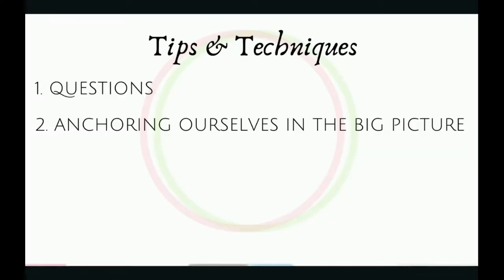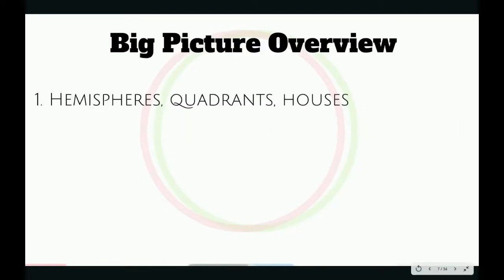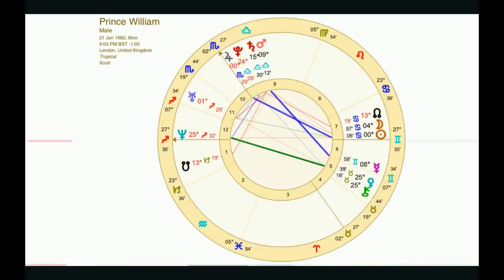It's important to anchor ourselves in the big picture perspective of our client in order to create a foundation to explore the detail. To get this big picture overview, first look to see if there's a clustering of factors in any one hemisphere, quadrant, or house. In this chart of Prince William, we see that the upper hemisphere has a concentration of factors.